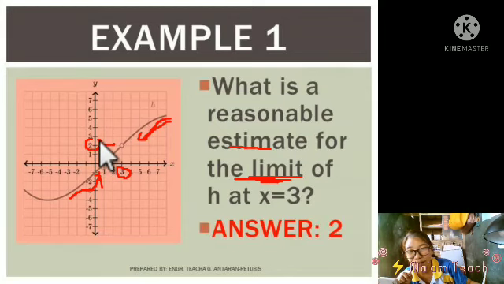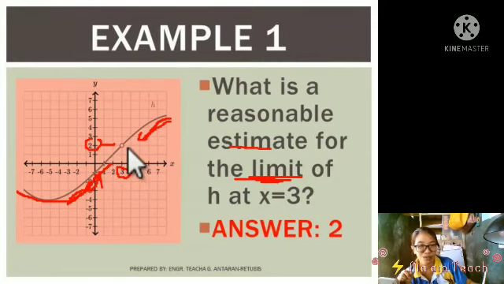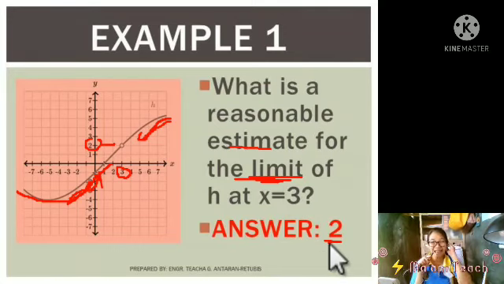Can you follow? Also, if you approach 3 from the bottom, from this graph going there, it is still approaching 2. So at that point, you are approaching 2. Therefore, the limit of h at x equals 3 is 2. Do you get what we are trying to do here? It's a good thing that we have the graph, so it's easy for us to see where it is approaching.